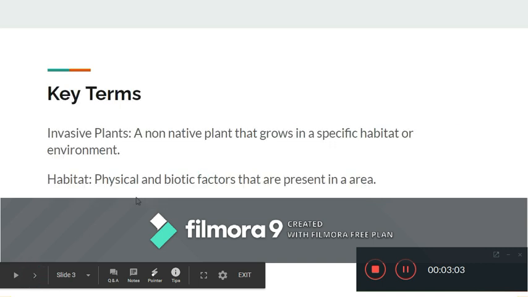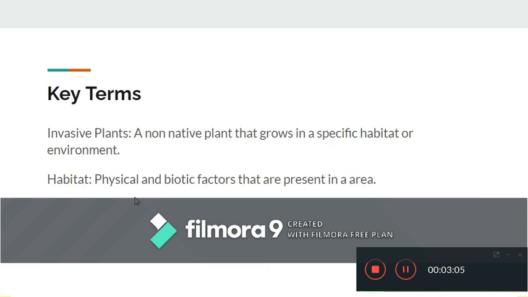So here are the key terms for this week. Not as many as I usually do, but that's because this is a brief lesson. What are invasive plants? Invasive plants are non-native plants that grow in a specific habitat or environment. As I said before, invasive plants usually grow in places they are not native to, which is really common. Invasive plants can travel in many different forms and ways.